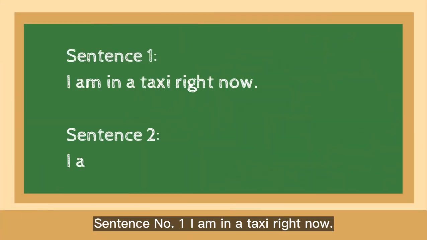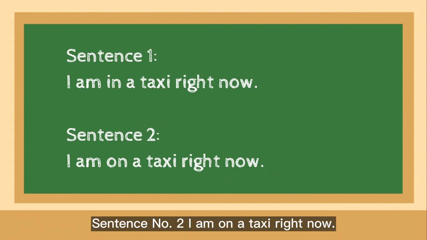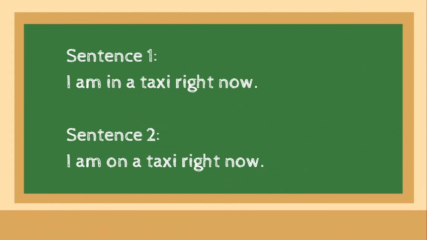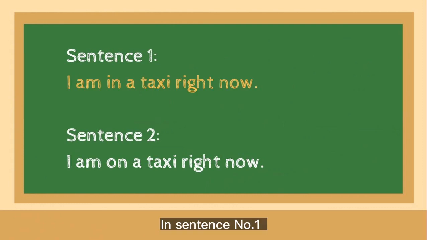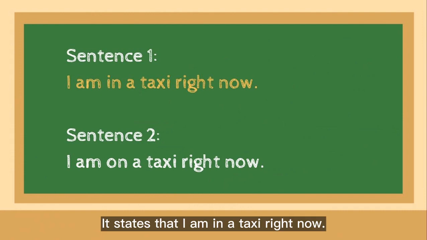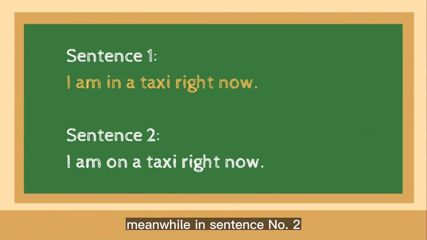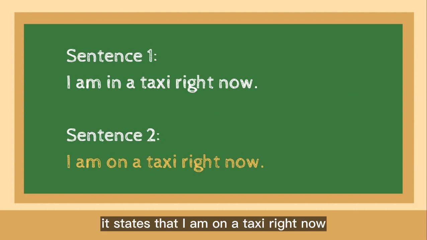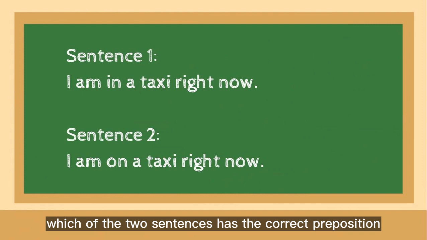Sentence number 1. I am in a taxi right now. Sentence number 2. I am on a taxi right now. Here's another one. In sentence number 1, it states that I am in a taxi right now. Meanwhile, in sentence number 2, it states that I am on a taxi right now. Which of the two sentences has the correct preposition being used?